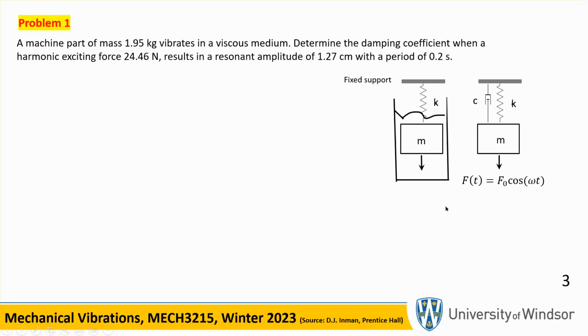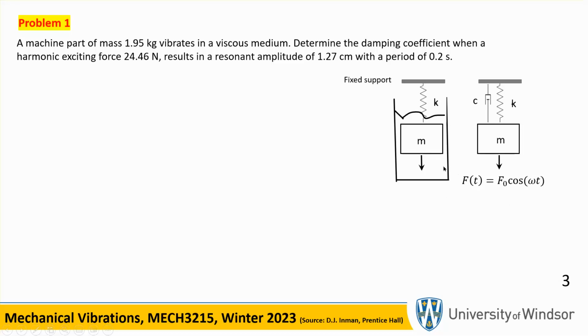Okay, so the first problem that we're doing, the situation is stated here. A machine part of mass 1.95 kilograms vibrates in a viscous medium, oil or something like that. Determine the damping coefficient when a harmonic exciting force of 24.46 Newton results in a resonant amplitude of 1.27 centimeter with a period of 0.2.